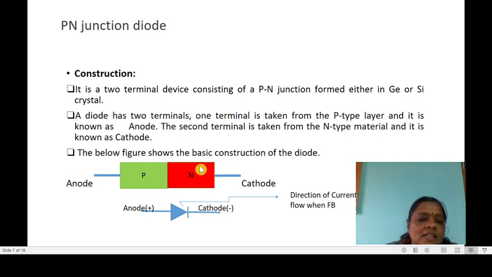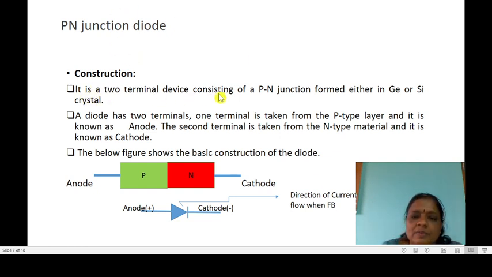Then we get one PN junction, and we take one terminal from the P-type, that is called the anode, and another terminal from the N-type, that is called the cathode. Here I showed the symbol, because this arrow mark shows the direction of the current when it is forward bias. Let us revise the construction of the PN junction diode once again.